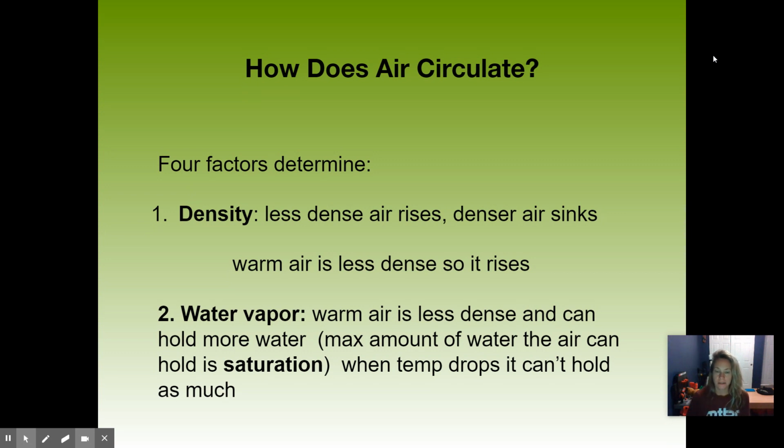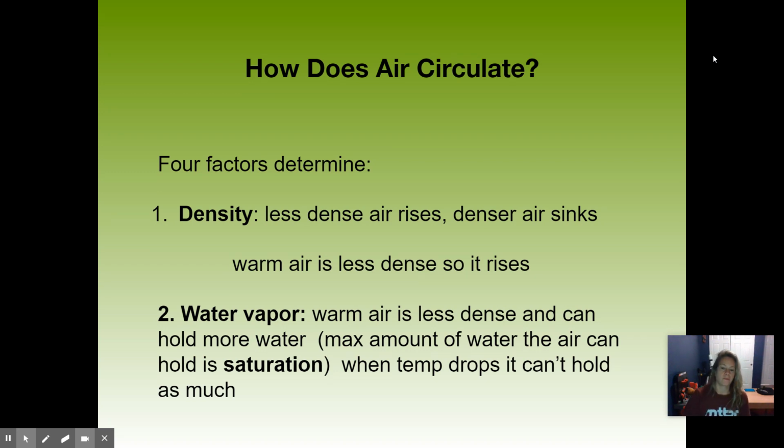So one is density. Less dense air rises, denser air sinks. And this is caused by heating. Warm air is less dense. As the molecules spread out, they become less dense and they rise. And then as air cools, the molecules condense and it sinks. So that's one way, simply a convection current, a density current.